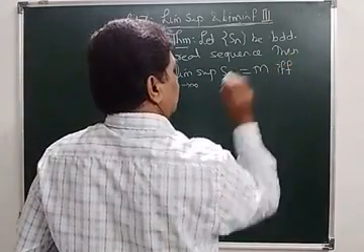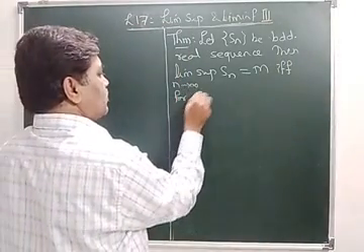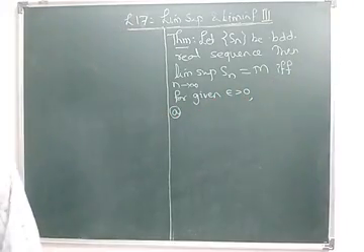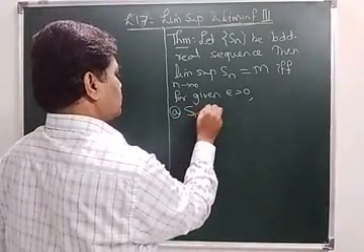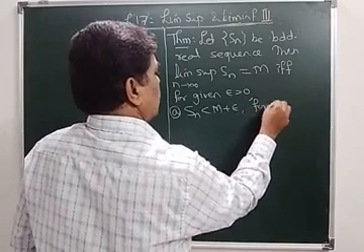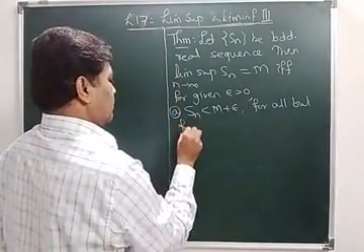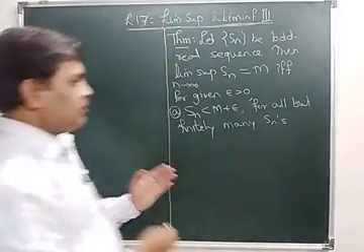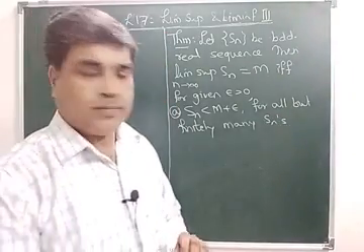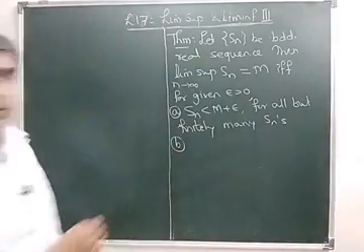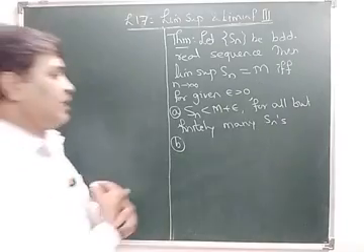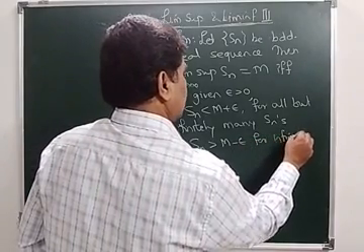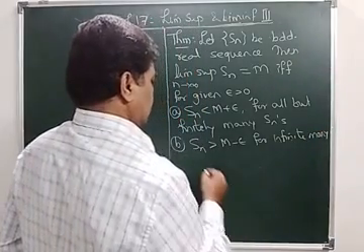if and only if, for given epsilon greater than 0, (a) part, a very important result: Sn is less than M plus epsilon for all but finitely many Sns. Means except a few terms, Sn is less than M plus epsilon. And (b) Sn is greater than M minus epsilon for infinitely many Sns.